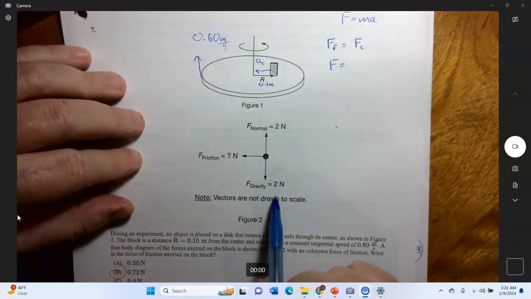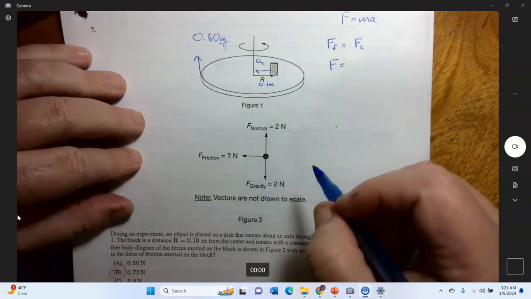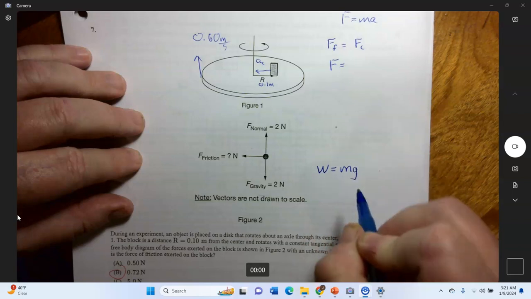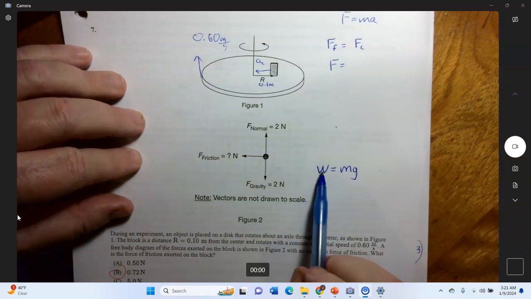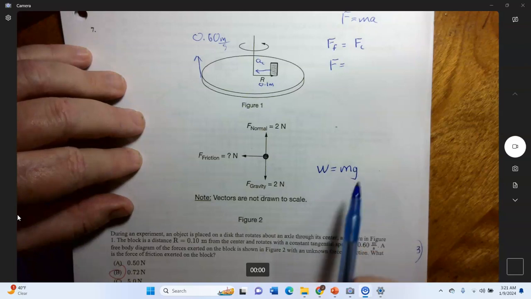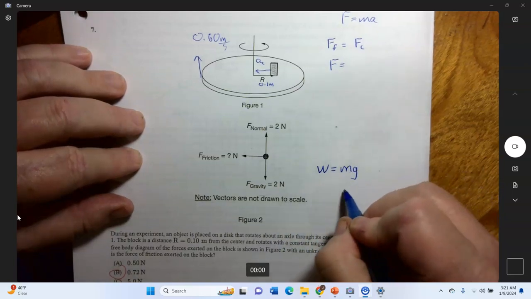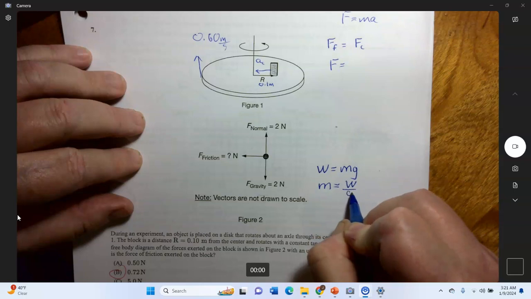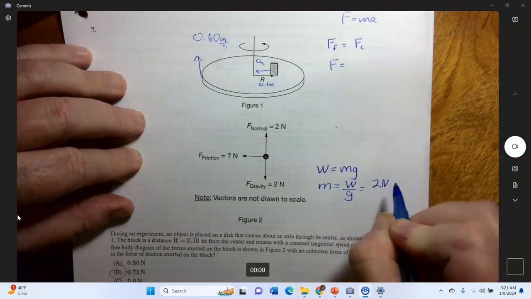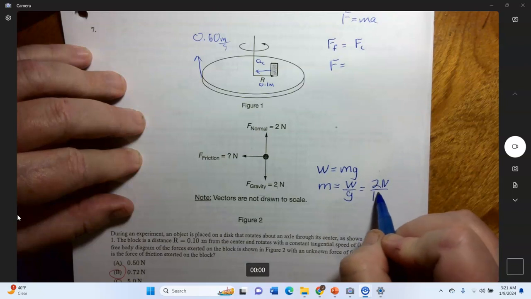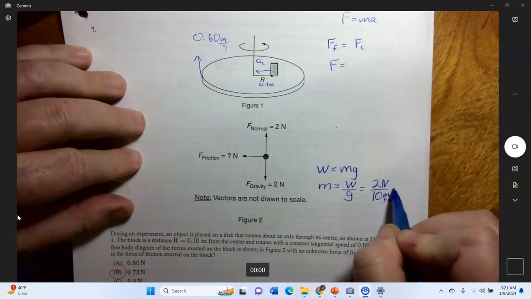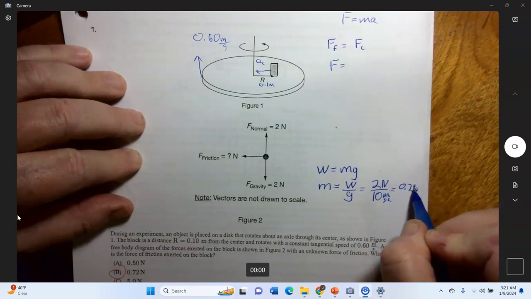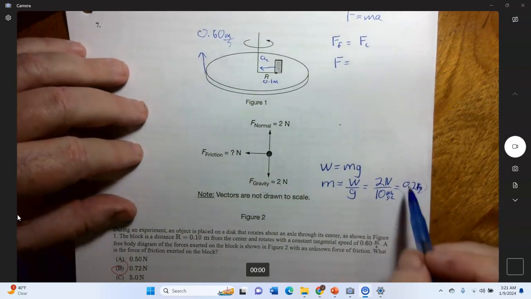Okay, do we know what that is? Well, we do. We know that it has a weight of 2 newtons, and we know that weight equals mg. Remember, this is just a special case of F equals ma. Weight is a force, mass is mass, and g is gravitational acceleration. So if we solve that for m, we get m equals weight over g, which equals 2 newtons over 10 meters per second squared, which equals 0.2 kilograms. Anyway, that's the mass, okay?